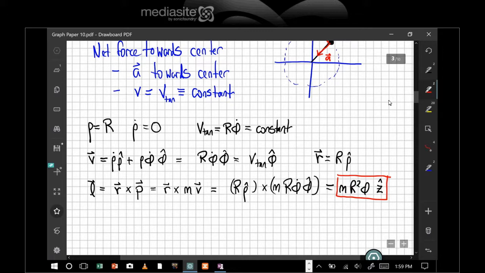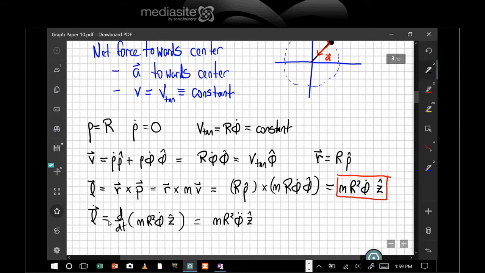Now, what I want to show is that for uniform circular motion, the angular momentum of the particle is conserved. Let's show it mathematically and then talk about the actual reason why. So let me calculate now this L dot. L dot is going to be equal to the rate of change of m r squared phi dot z hat. The only thing that's going to change is phi dot, and I'm going to get m r squared phi double dot z hat.